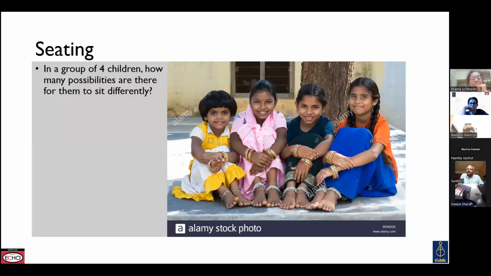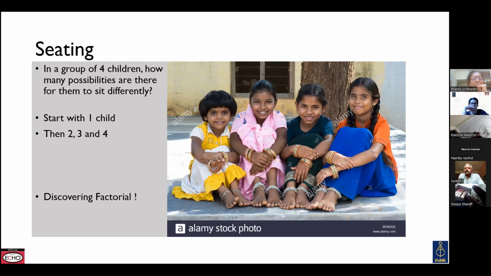If we have 4 children, how many different possibilities are there for them to sit in 4 chairs, but differently? First, if the girl from the left starts, how many possibilities would she have? She has all 4 possibilities. And the next, if the second girl goes, then she would have only 3 chairs left. So she would get 3 possibilities. That's 4 times 3. And then you go on to the next child.